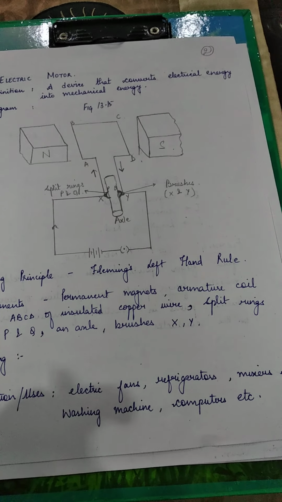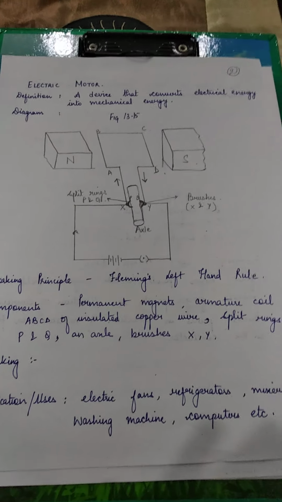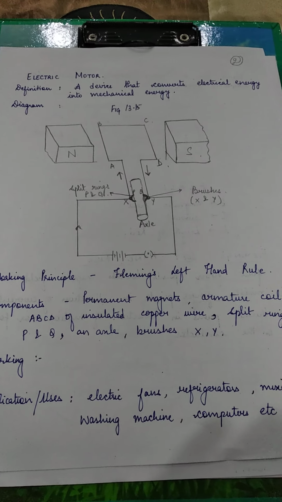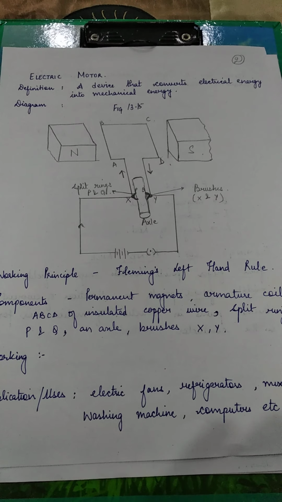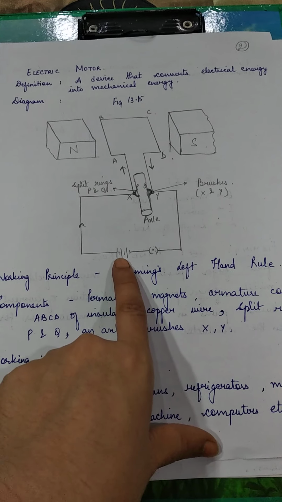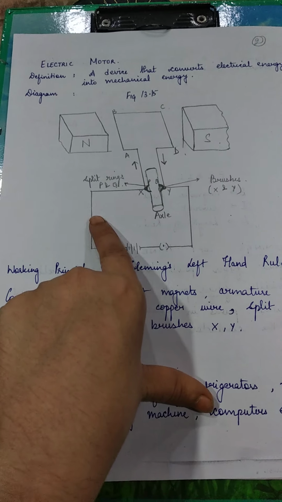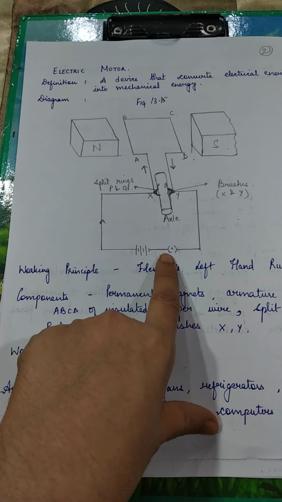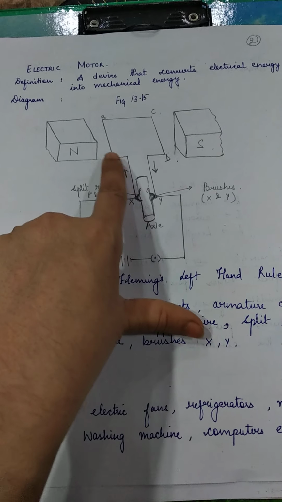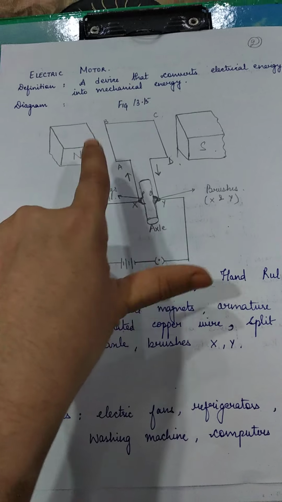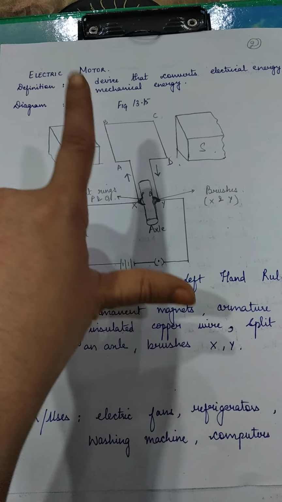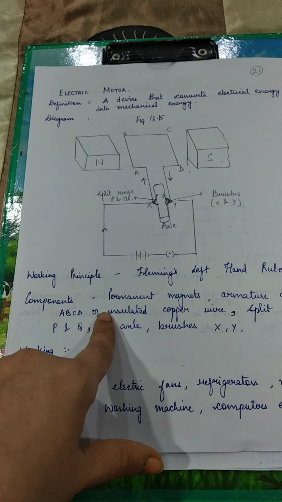So if we remember Fleming's left hand rule, what all do we require? We require the direction of current. We require the direction of magnetic field. So as we connect these carbon brushes to an external circuit, the current starts flowing from the positive terminal to the negative terminal. So current starts flowing in this particular direction. If I consider this particular arm, the current in this arm is flowing from A to B.